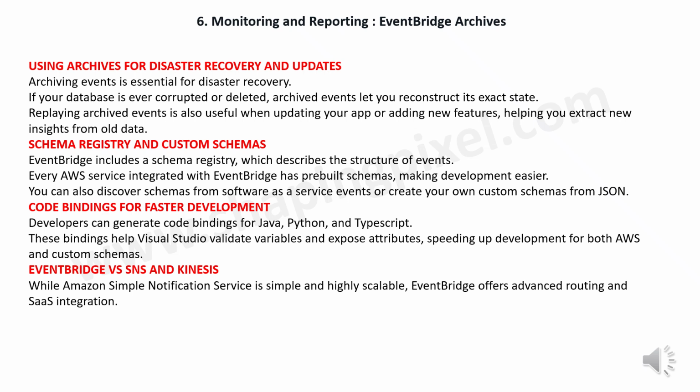Replaying archived events is also useful when updating your app or adding new features, helping you extract new insights from old data. EventBridge includes a schema registry, which describes the structure of events. Every AWS service integrated with EventBridge has pre-built schemas, making development easier. You can also discover schemas from software as a service events or create your own custom schemas from JSON. Developers can generate code bindings for Java, Python, and TypeScript. These bindings help Visual Studio validate variables and expose attributes, speeding up development for both AWS and custom schemas.